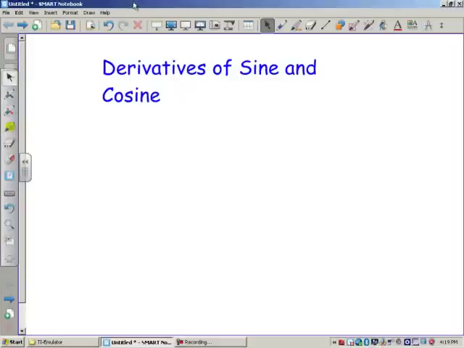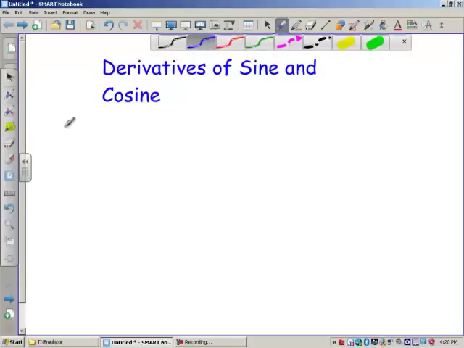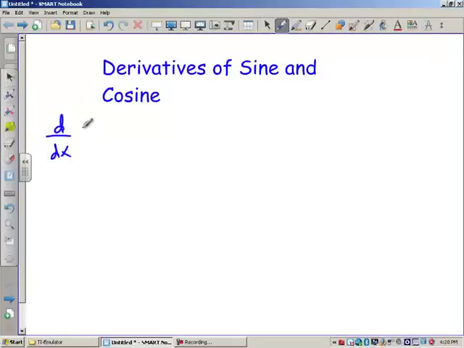I want to go through a quick derivative of sine and cosine. I'm going to do one proof with you. We're going to look at a geometric interpretation, and then we're going to be done. So here we go. First of all, we're going to start with sine, and I'm going to do the limit definition to find the derivative of sine of x.